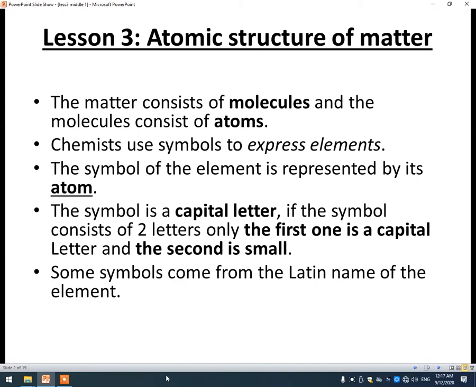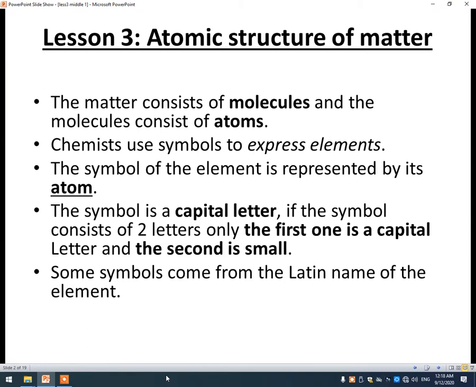For example, the oxygen molecule's atom is called O, capital letter O. So the symbol of this element comes from its atom, which is O. The symbol is a capital letter, like the oxygen O. If the symbol consists of two letters, the first one should be a capital letter and the second a small letter. Some symbols come from the Latin name of the elements.